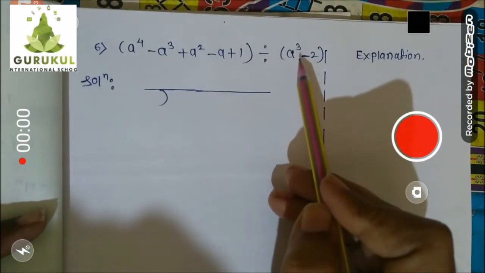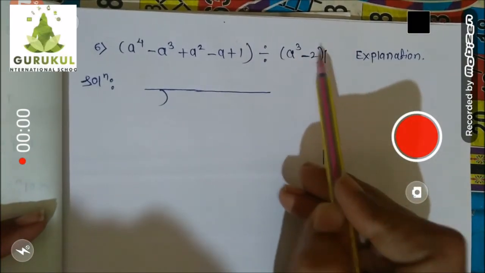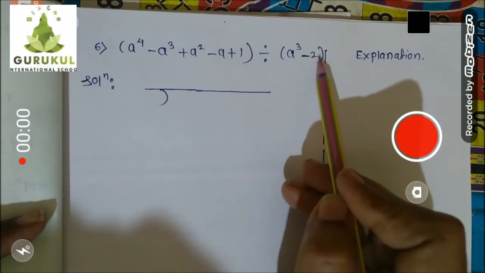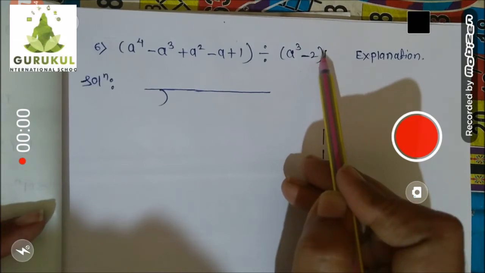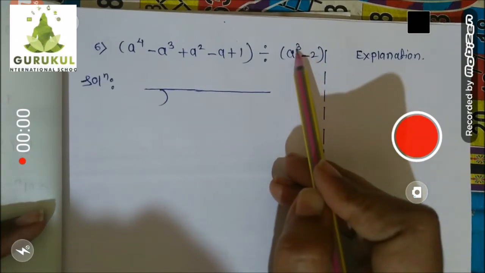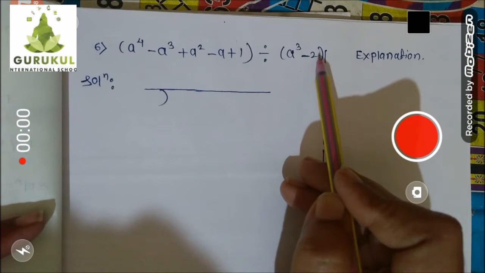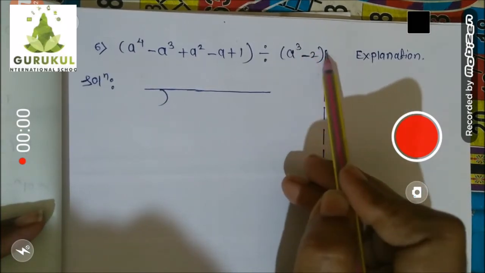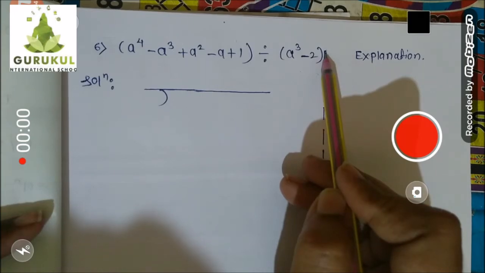Now, in the same way, is the divisor also arranged? The answer is yes. This is a raised to 3, and the constant number means along with that a raised to 0. So, this is a raised to 3, and the constant number means along with a raised to 0. So 3, 0, they are already arranged in descending order of power.